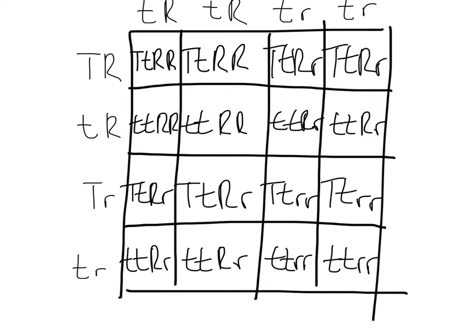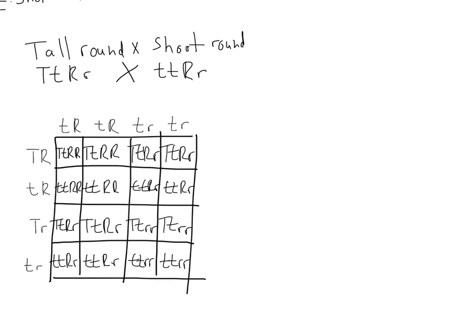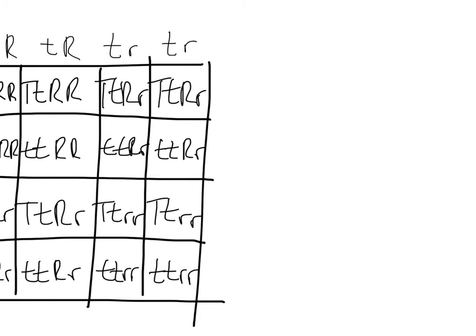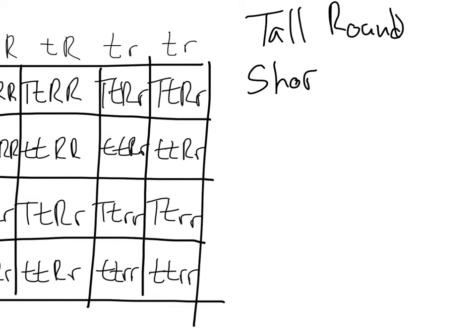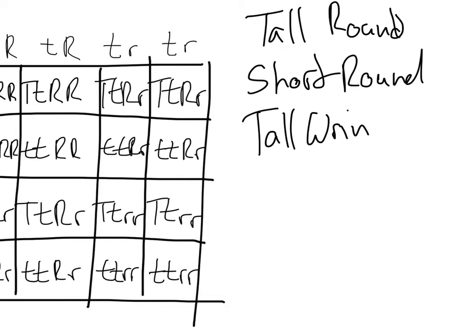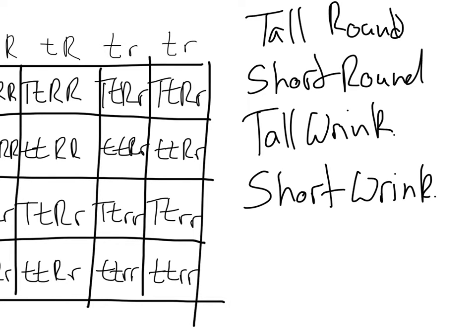So now we can figure out what proportion of the offspring have each of the 4 possible phenotypes. So our 4 possible phenotypes are tall and round, short and round, tall, wrinkled, short, wrinkled.